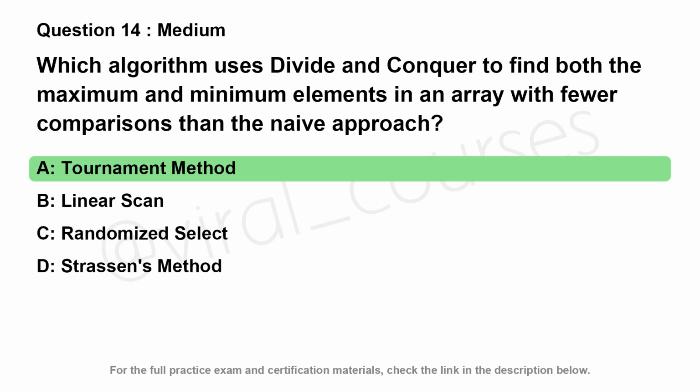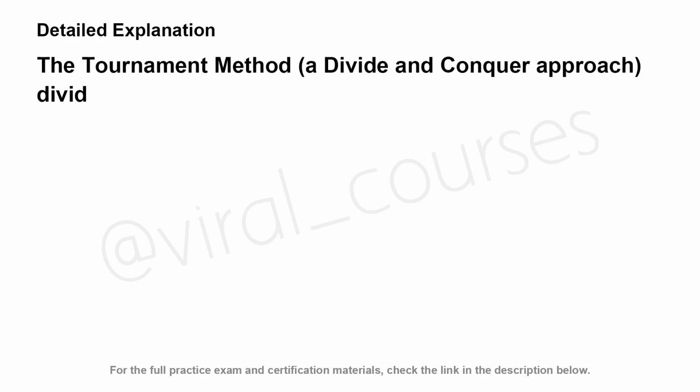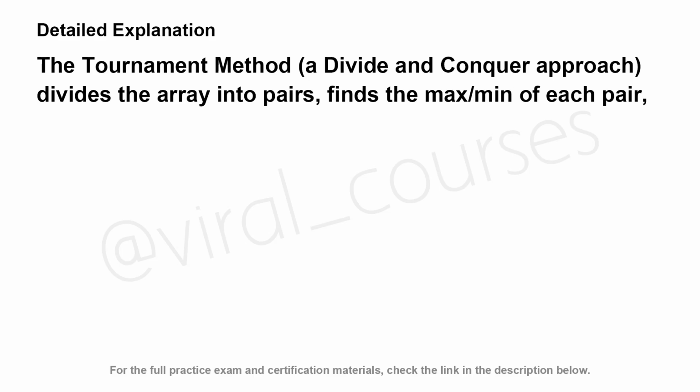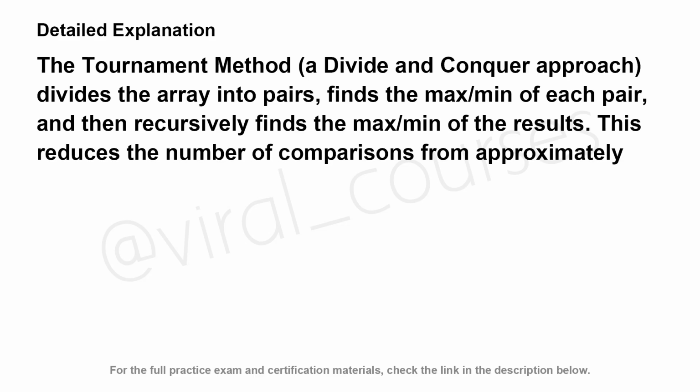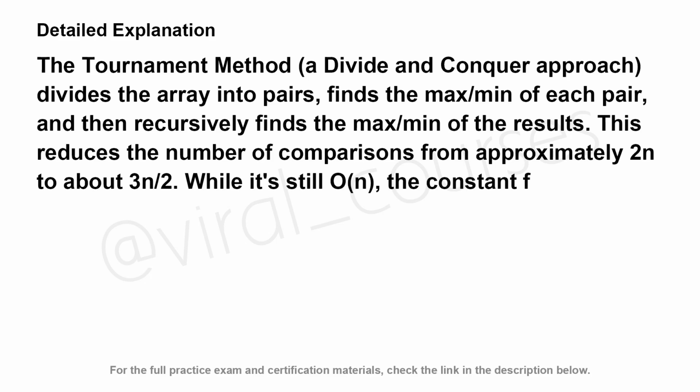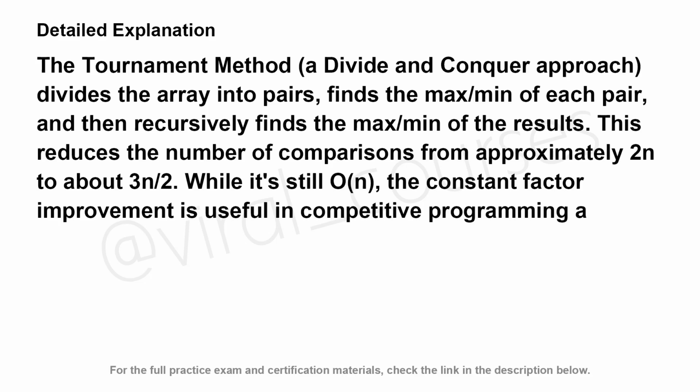The correct answer is A. The tournament method, a divide and conquer approach, divides the array into pairs, finds the max and min of each pair, and then recursively finds the max and min of the results. This reduces the number of comparisons from approximately 2n to about 3n/2. While it's still O(n), the constant factor improvement is useful in competitive programming and system optimization.